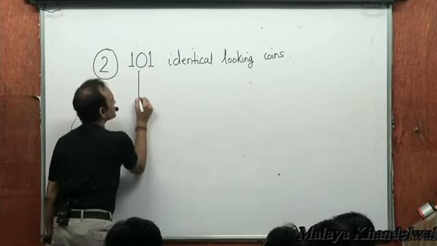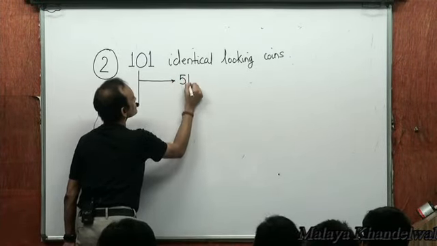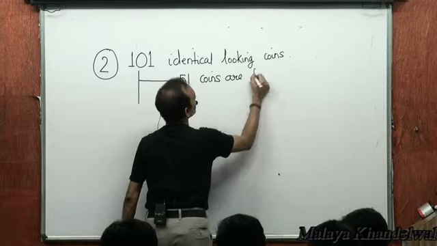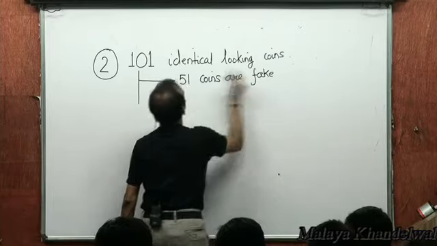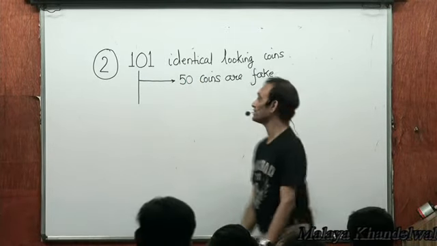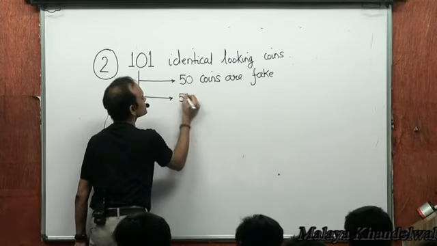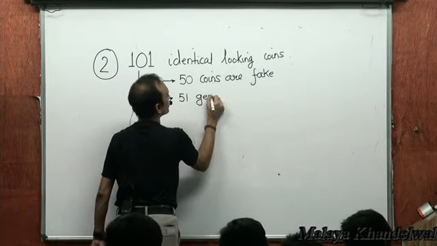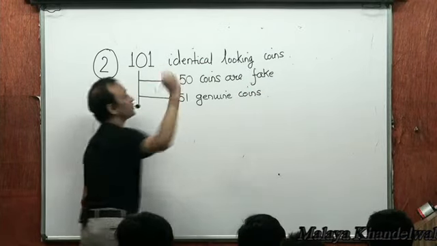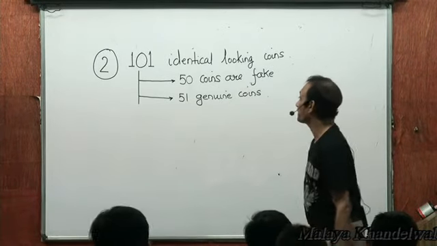The situation says that out of these 101 coins, 50 coins are fake. And there are obviously then 51 genuine coins. 50 coins are fake and 51 are genuine coins. Right?